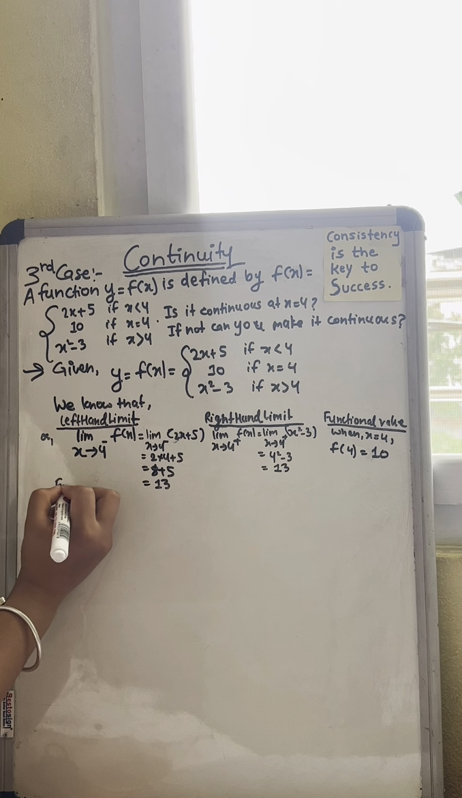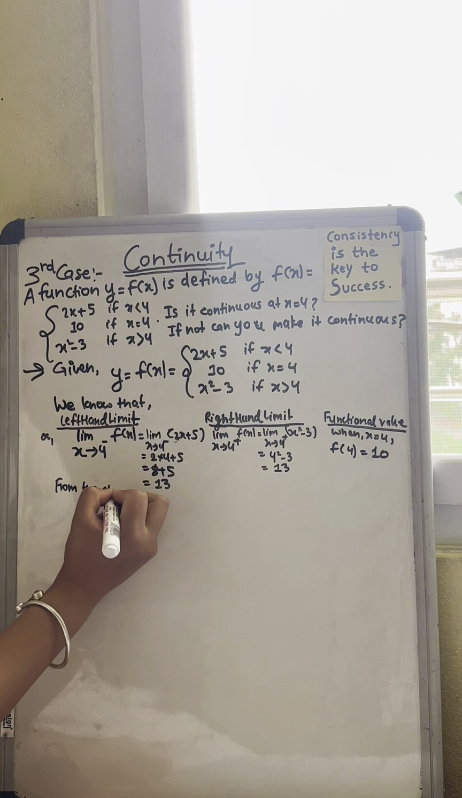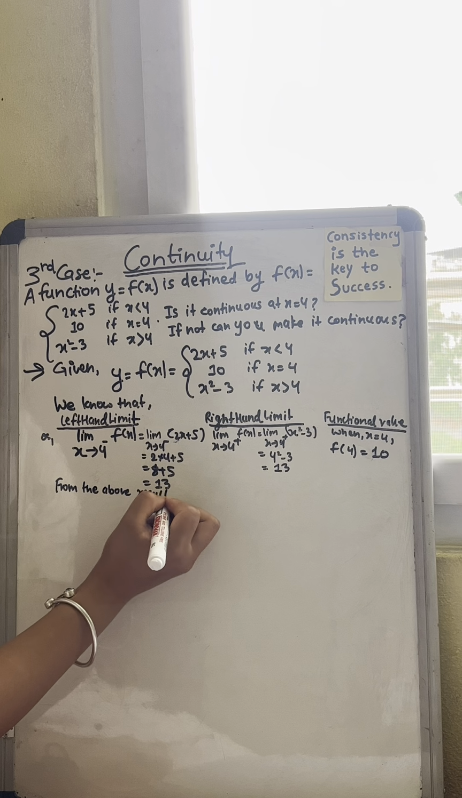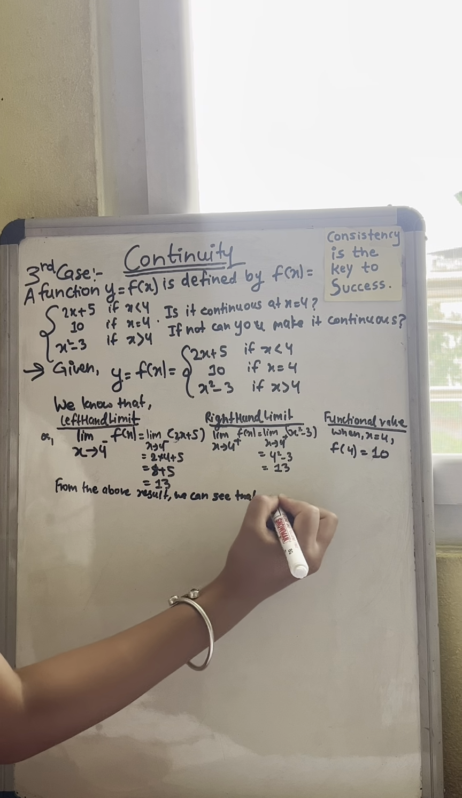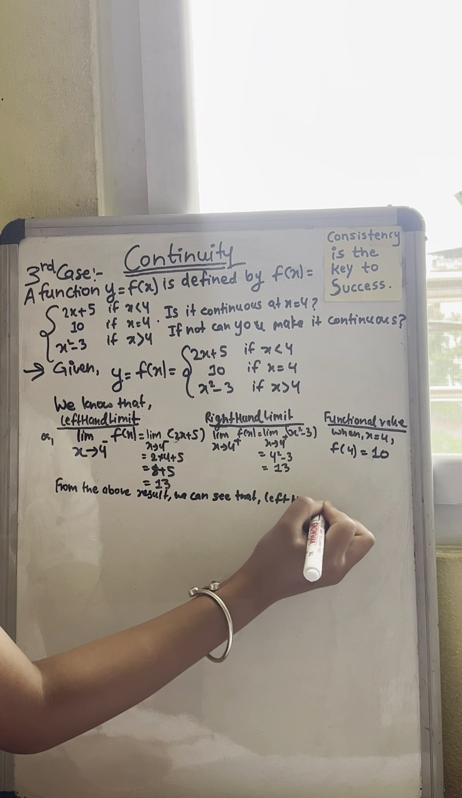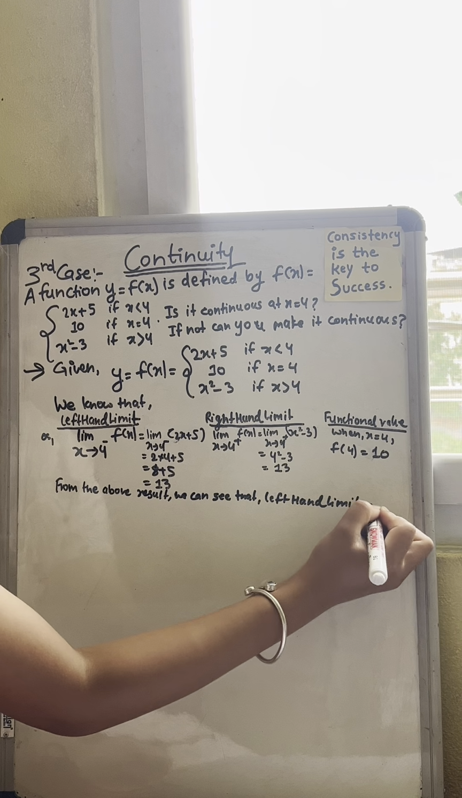From the above result we can see that left hand limit is equal to right hand limit, but right hand limit is not equal to functional value. So the function is discontinuous at x equals 4.